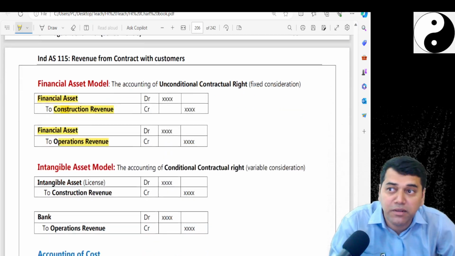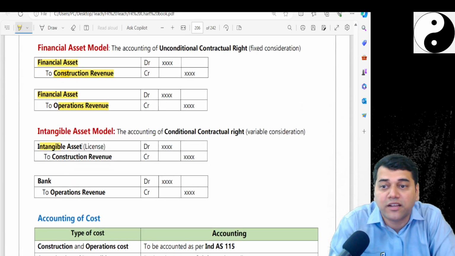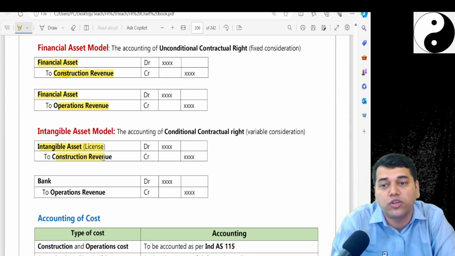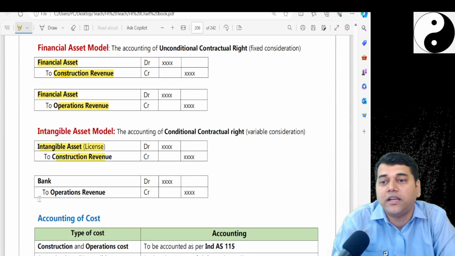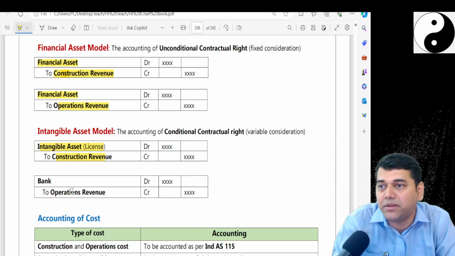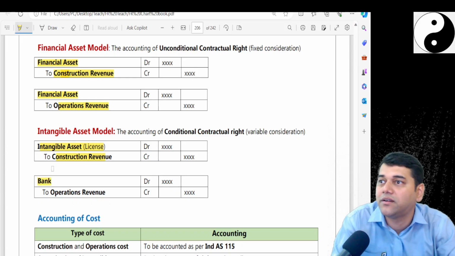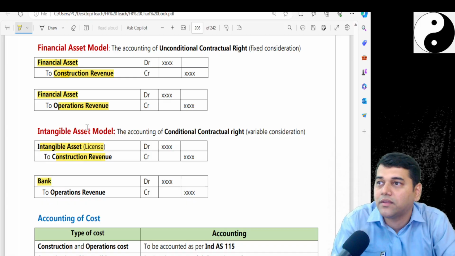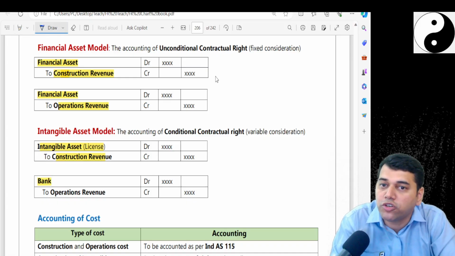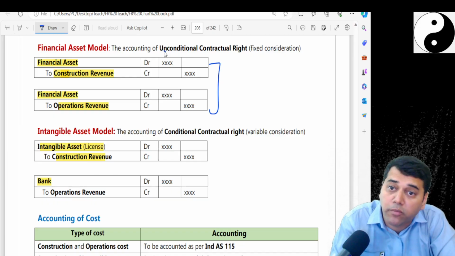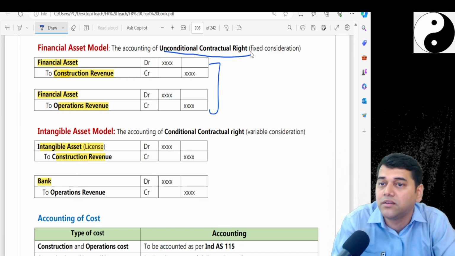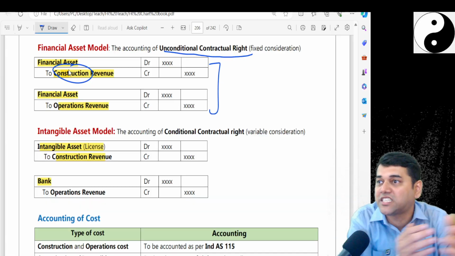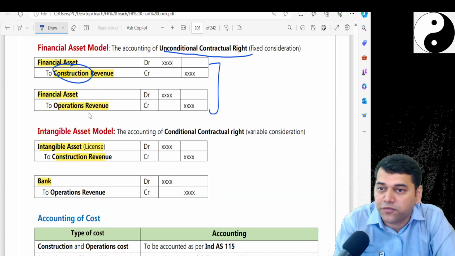If it is an intangible asset model, the intangible asset account is debited, as per Ind AS 38, and construction revenue is credited. And during the operation phase, there is no intangible asset. You get the money in the bank from the government, because here, sure shot, you are going to get money from the government, since it is an unconditional construction during the construction phase.